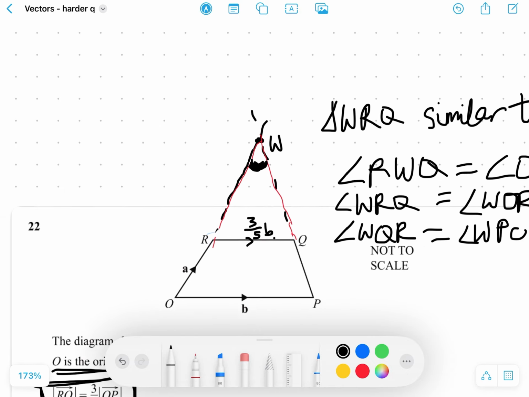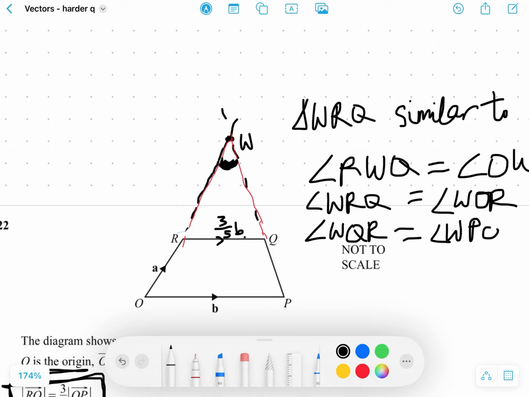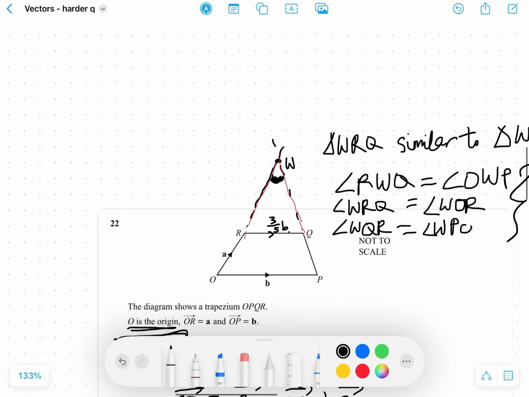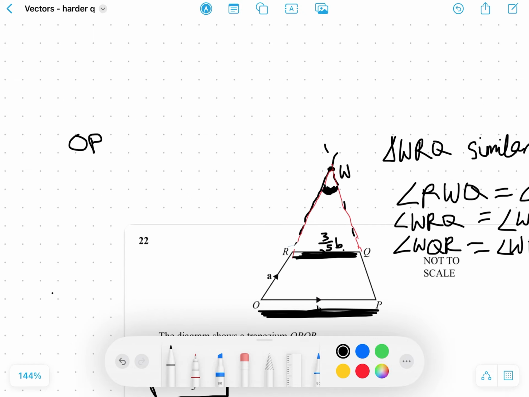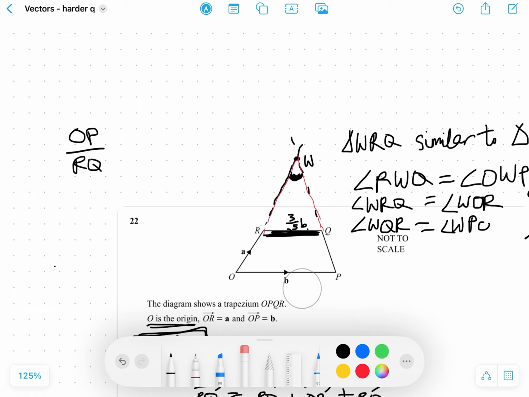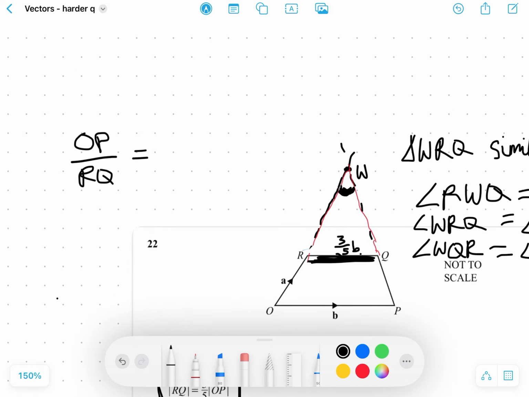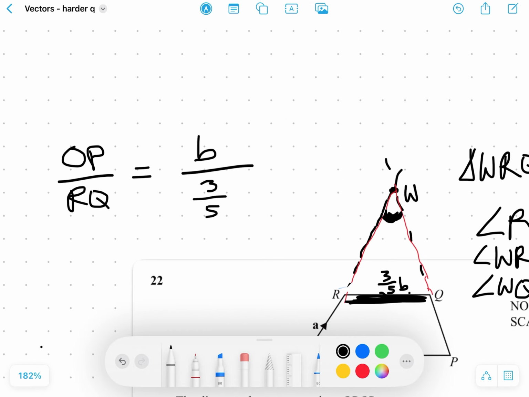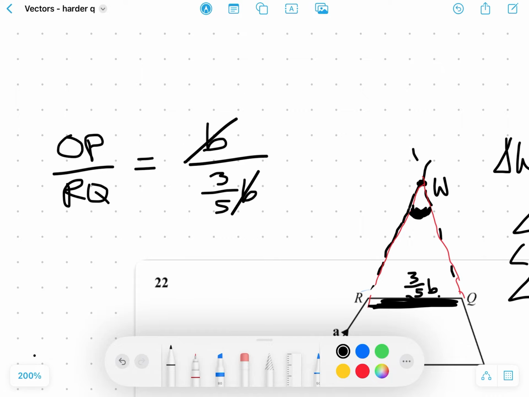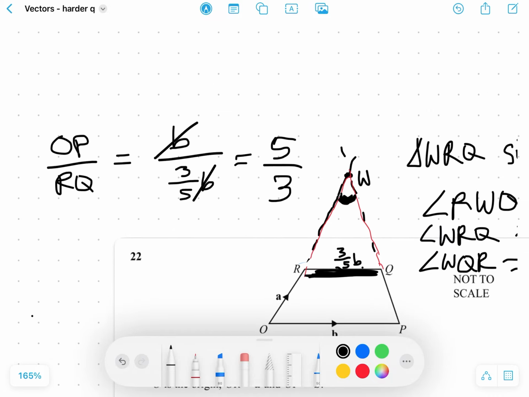So therefore, the scale factor can be calculated by doing OP, the base length of the larger triangle, divided by the base length of the smaller triangle. So OP over RQ, and we know that OP is equal to B, that's given to us. That's equal to B over RQ, which is 3 over 5B as we calculated here. So the B's cancel out, and we're left with 5 over 3.